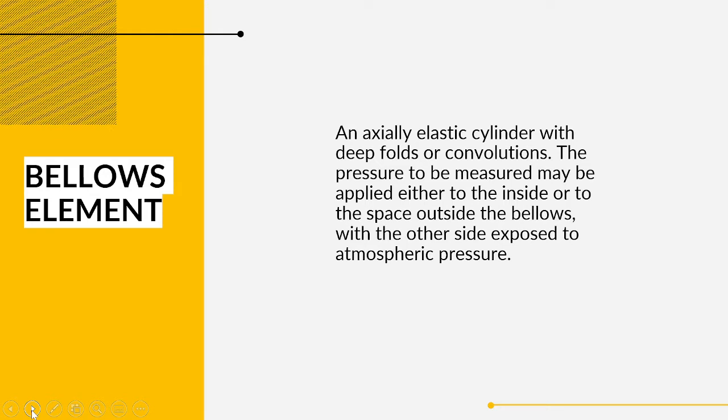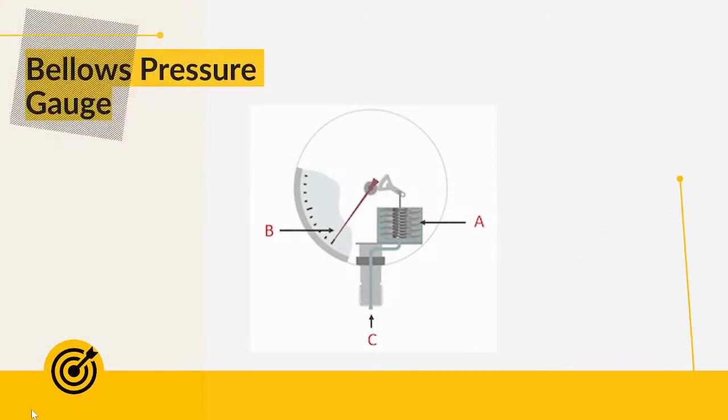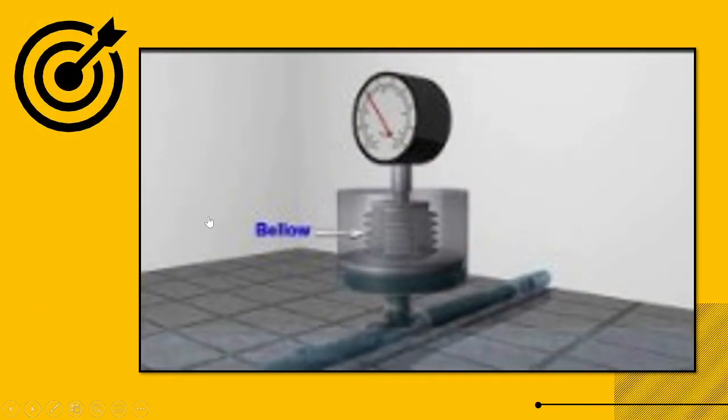Differential pressures may be measured by applying the pressure to the opposite sides of a single bellows or to two opposing bellows. So this is what a bellow pressure gauge looks like. We have here A, the spring, B, the pointer, and C, where the water flows through the pressure gauge. So to understand and have a more comprehensive explanation of its mechanism, let's watch this video.